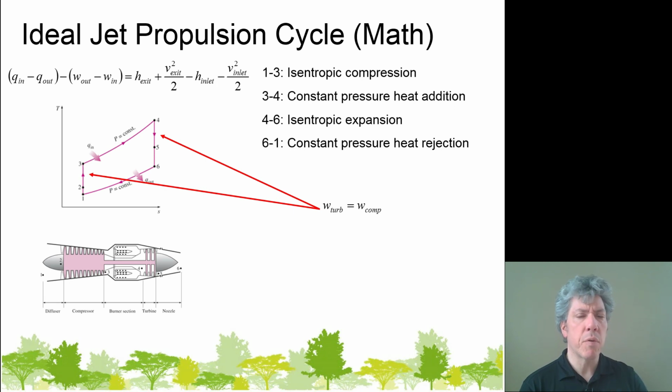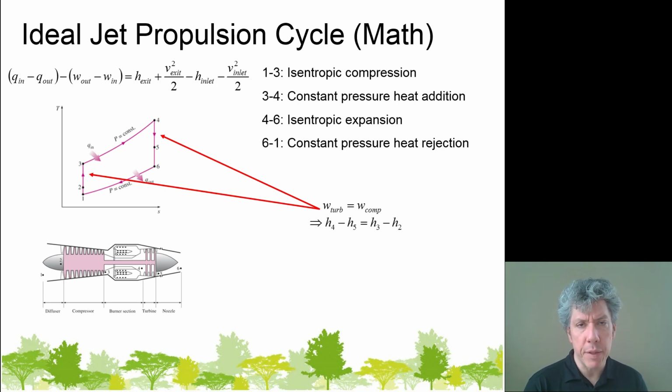So some of the work produced by the turbine is used to drive the compressor. Some of the other work produced by the turbine is used to drive the fan, and then the fan helps to pull air through and accelerate the air, pulling the craft through the air. Those are actually more efficient and more common than a strictly speaking jet engine. But anyway, here's what you need to know for the ideal jet cycle.